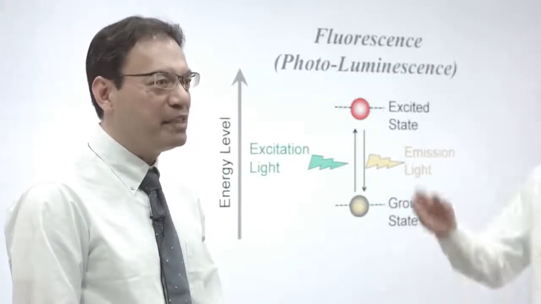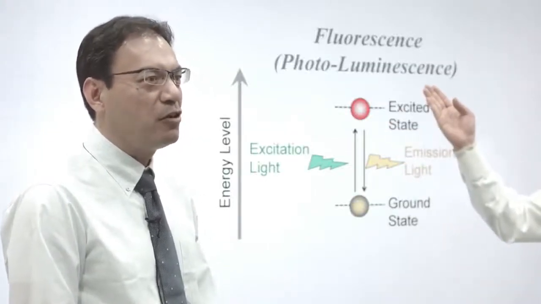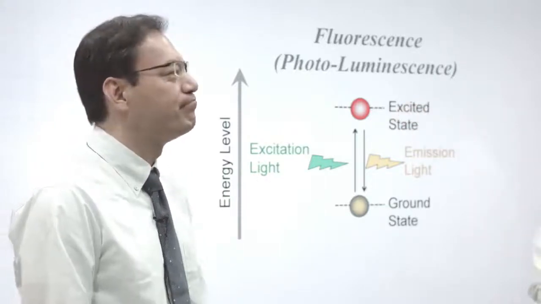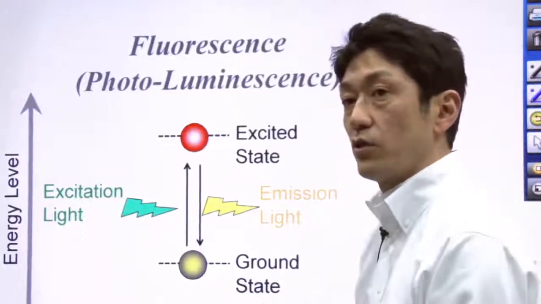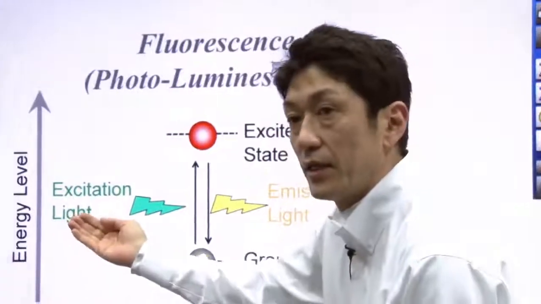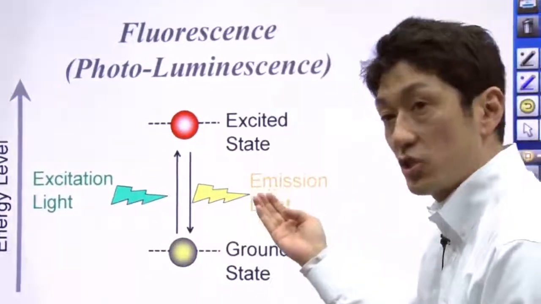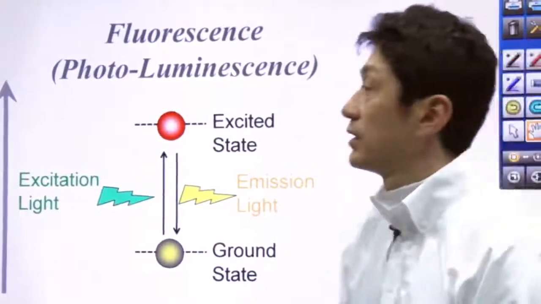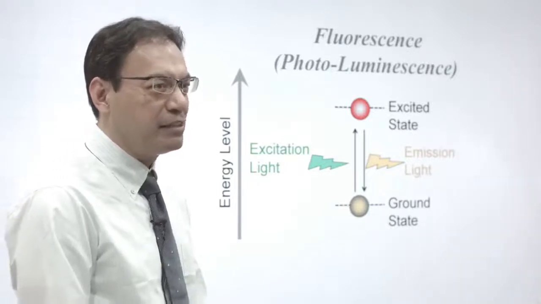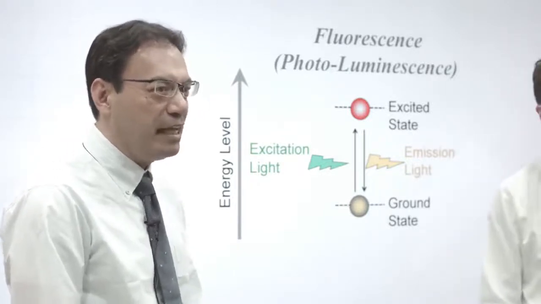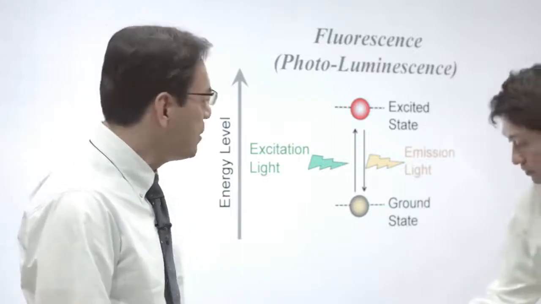Well, fluorescence is also called photoluminescence, which is a result of light absorption. In the case of fluorescence, we need to shine the light to get the light back. In other words, excitation light excites the molecule and the energy is released as emission light. Right.